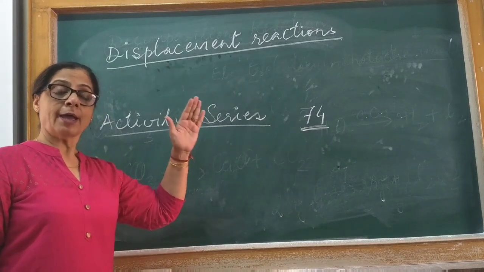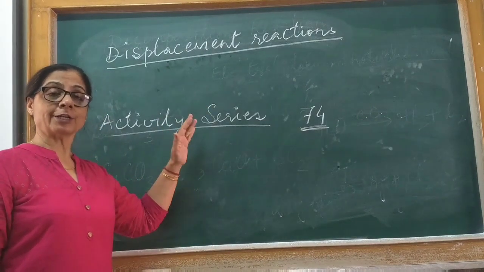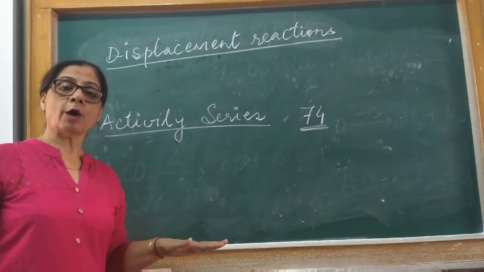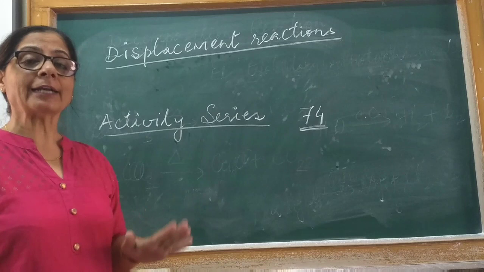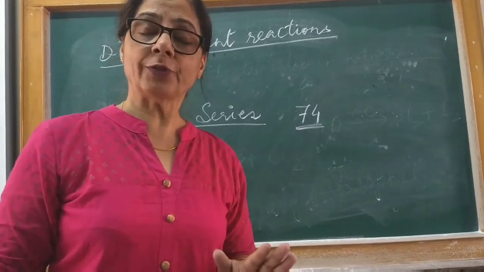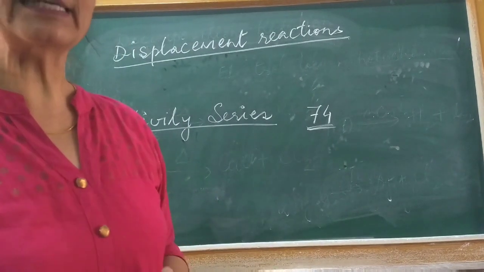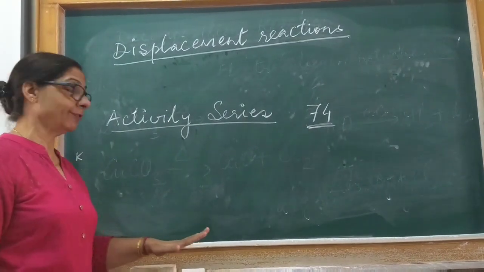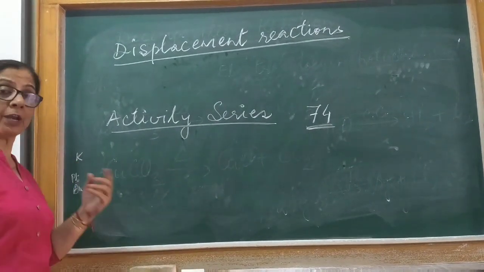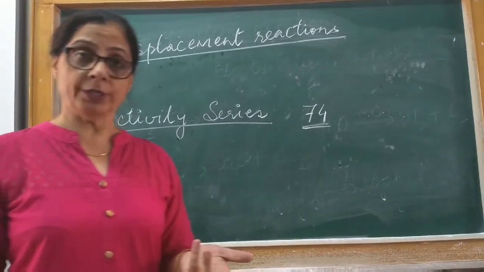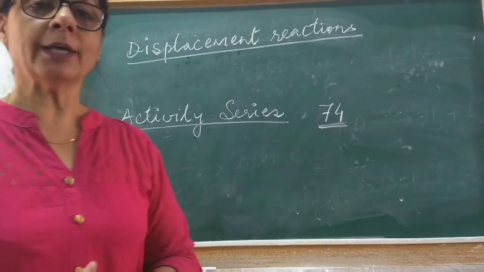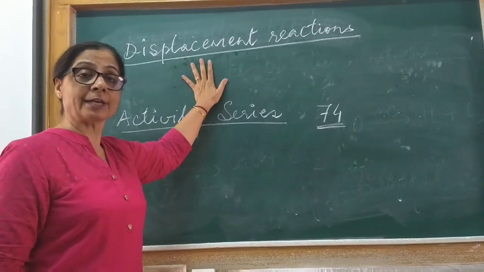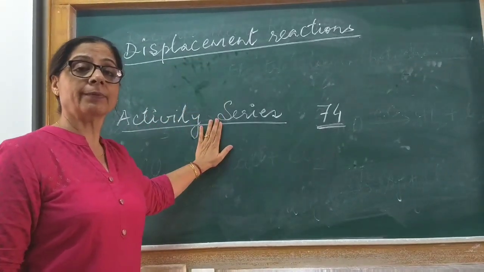The topmost element which is placed is potassium, which is the most reactive metal, and as you go down in the activity series, the activity of the elements keeps on decreasing, and the least reactive elements are placed at the bottom of the reactivity series, which includes platinum and gold. So you have to learn that activity series because the principle of displacement reaction is based on this reactivity series.